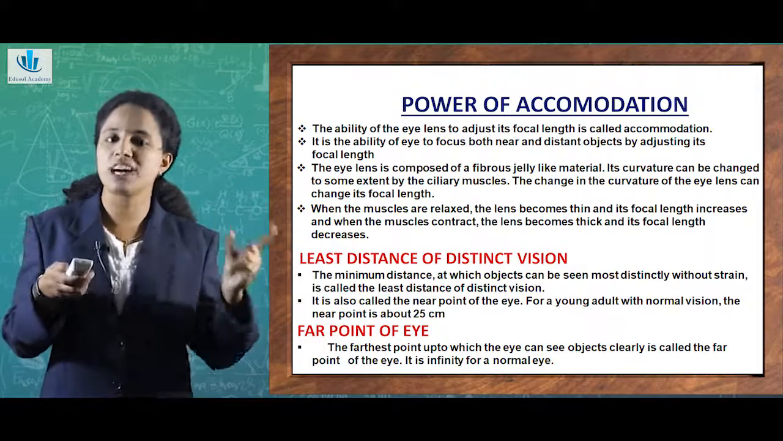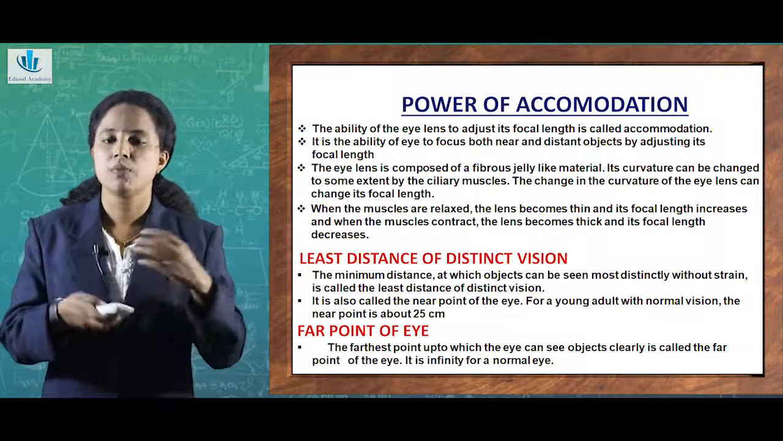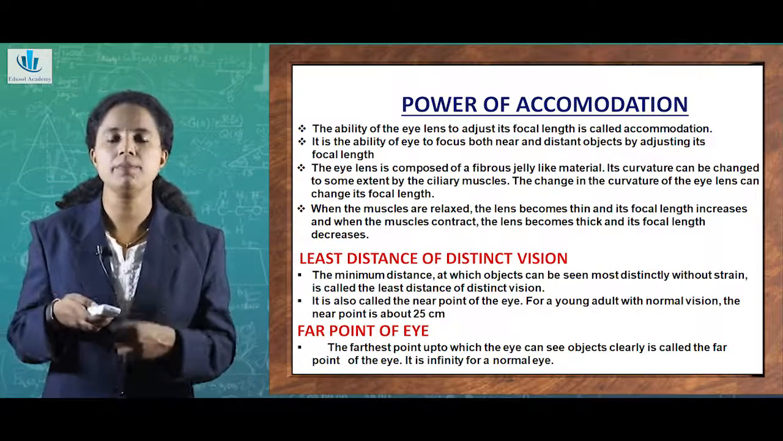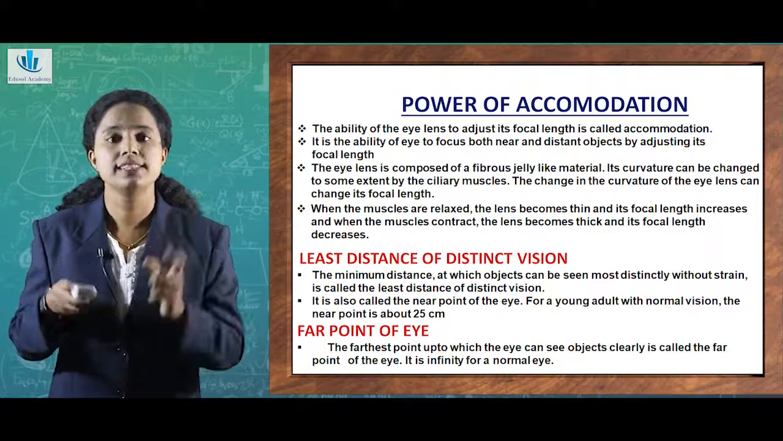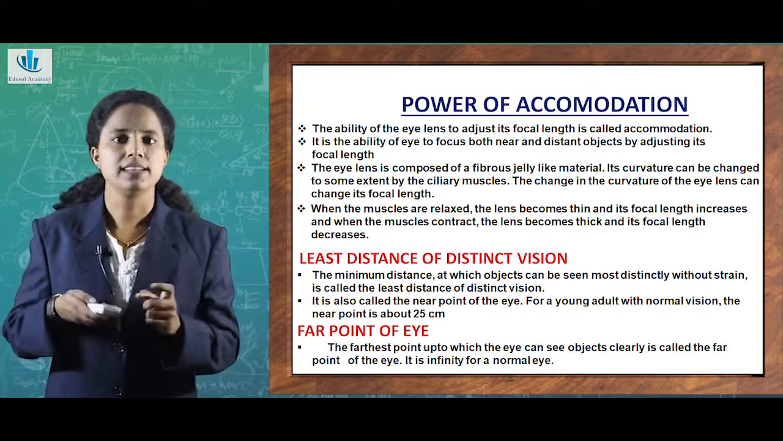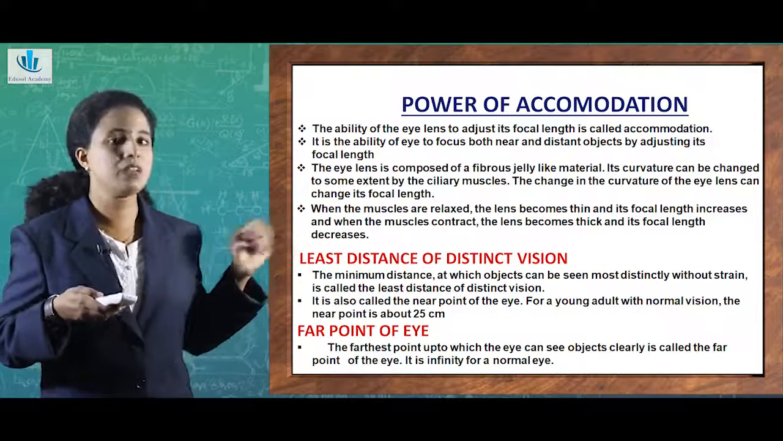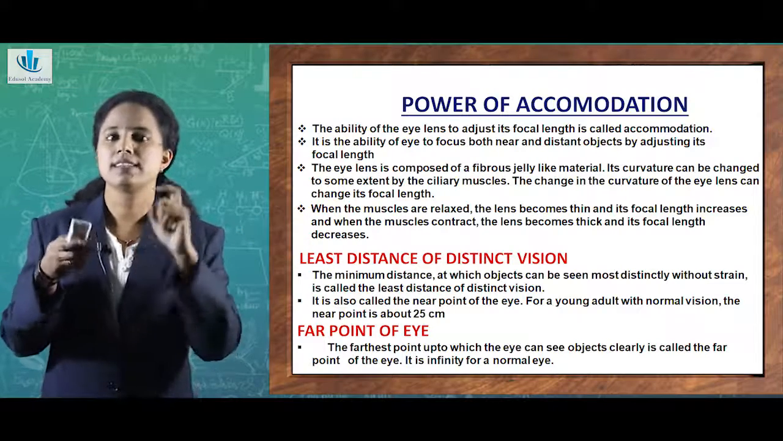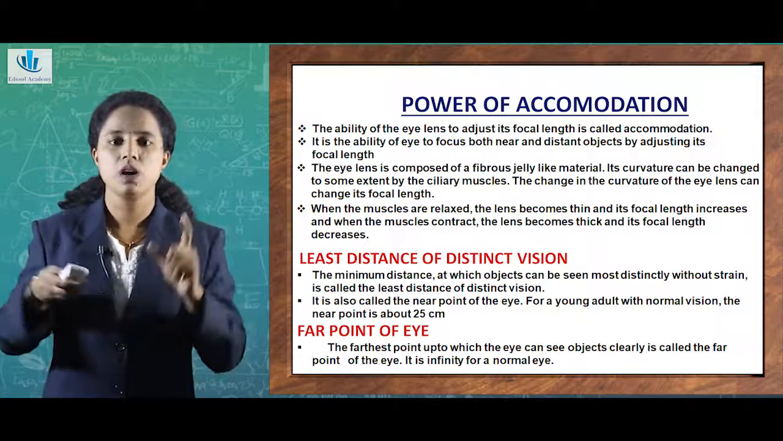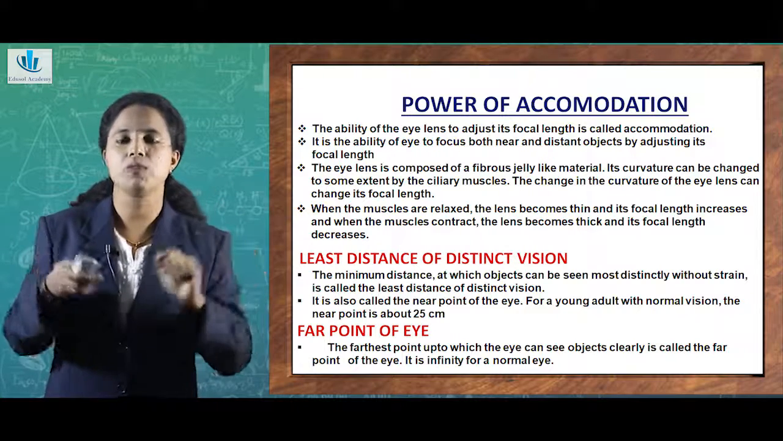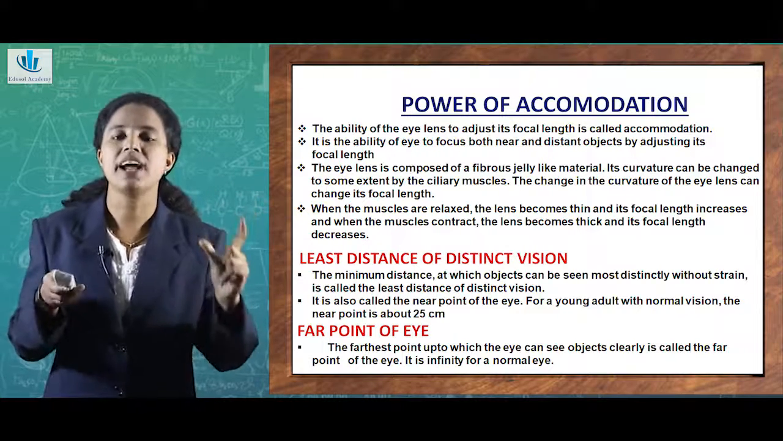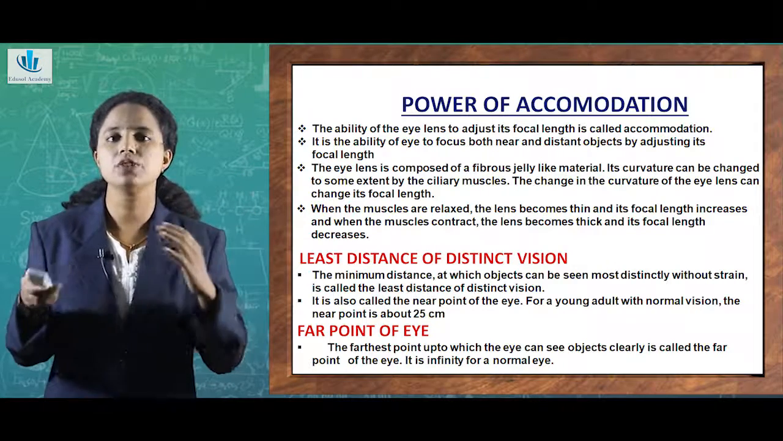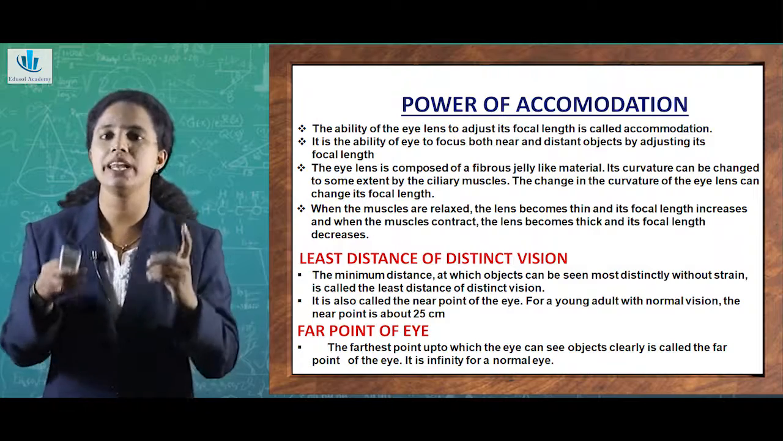So the change in curvature of the lens finally results in the changing of the focal length. This is the main functioning of the ciliary muscles. The ciliary muscles lead to a change in curvature, which leads to a little change in the shape of our lens and finally a change in the focal length. How it changes according to the external conditions is very important.